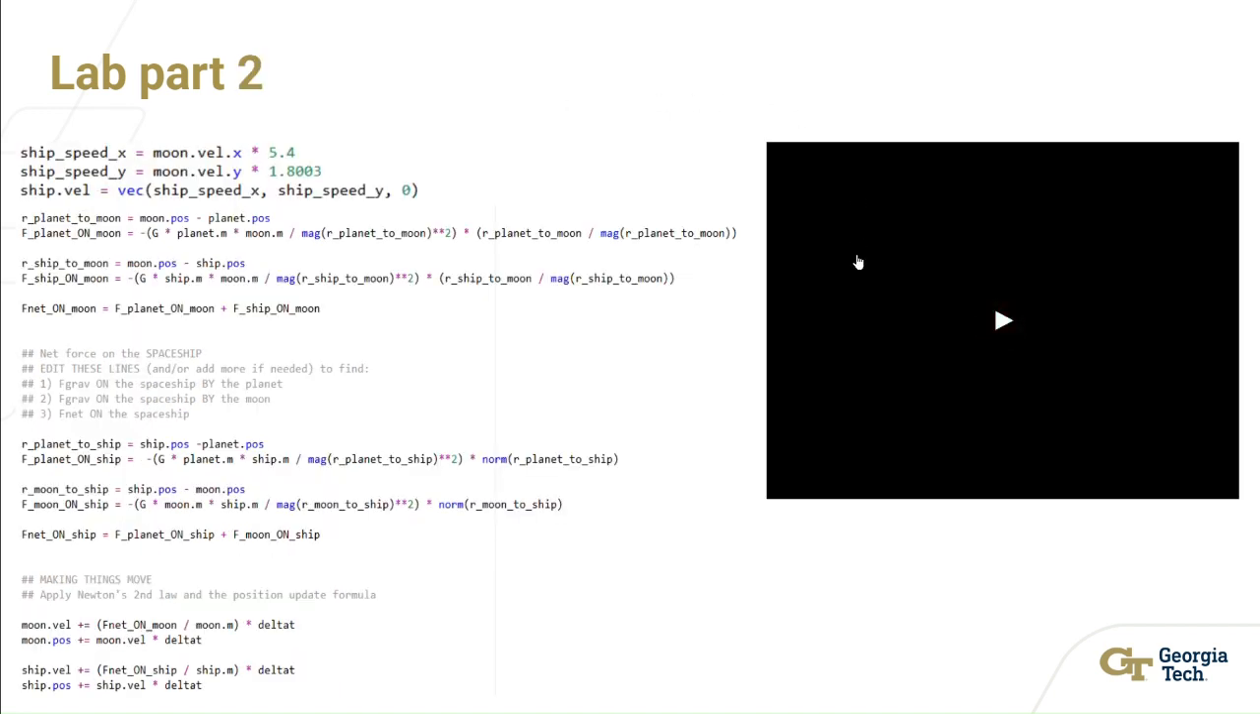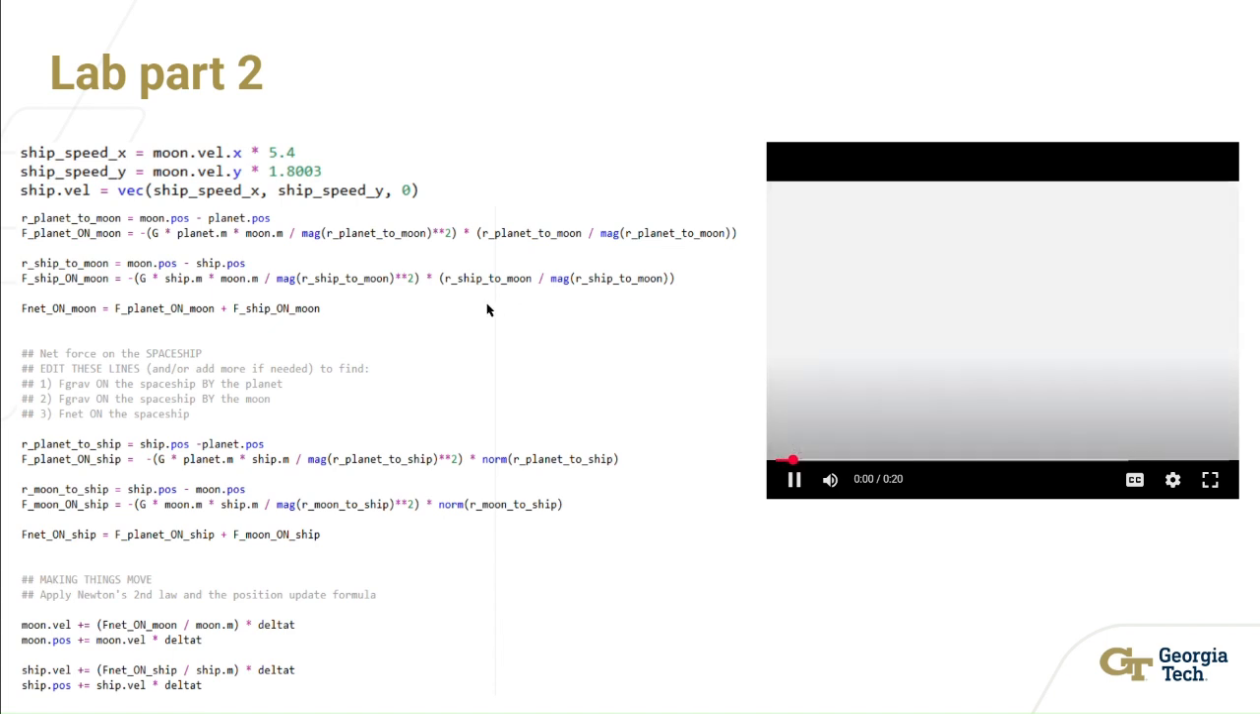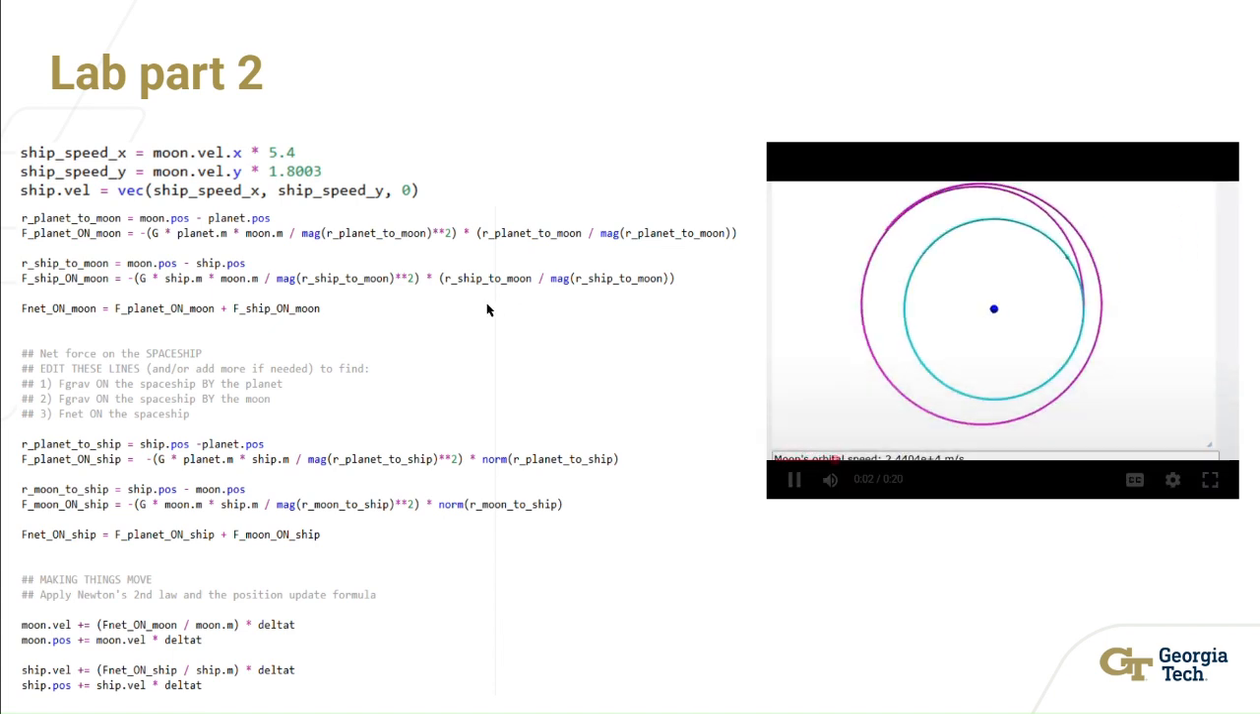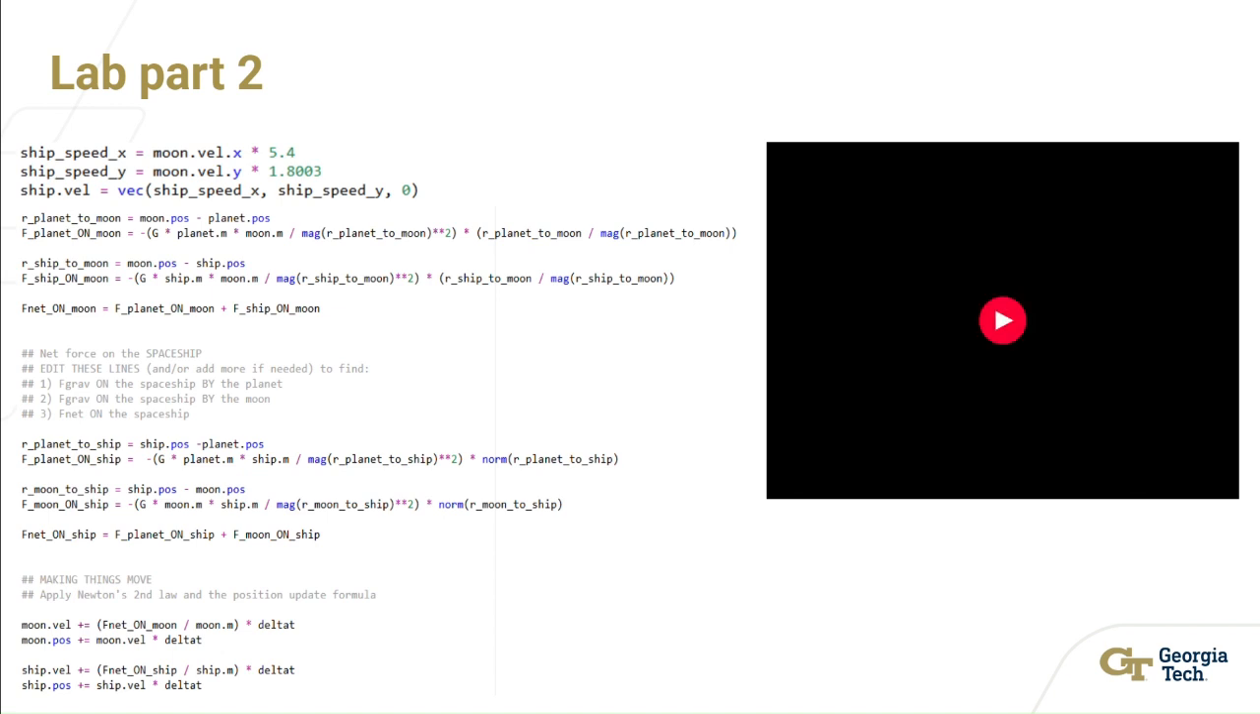And here is the simulation for the second part of the lab. You can see that the ship, which is the purple line, is being affected by both the force of the moon and the force of the planet. The combined forces are affecting how it is orbiting both bodies. To do this, we first calculate the distance from one object to another for each object, then calculate the force that both the planet and the moon have on the ship, and use this force to calculate the ship's position and velocity.